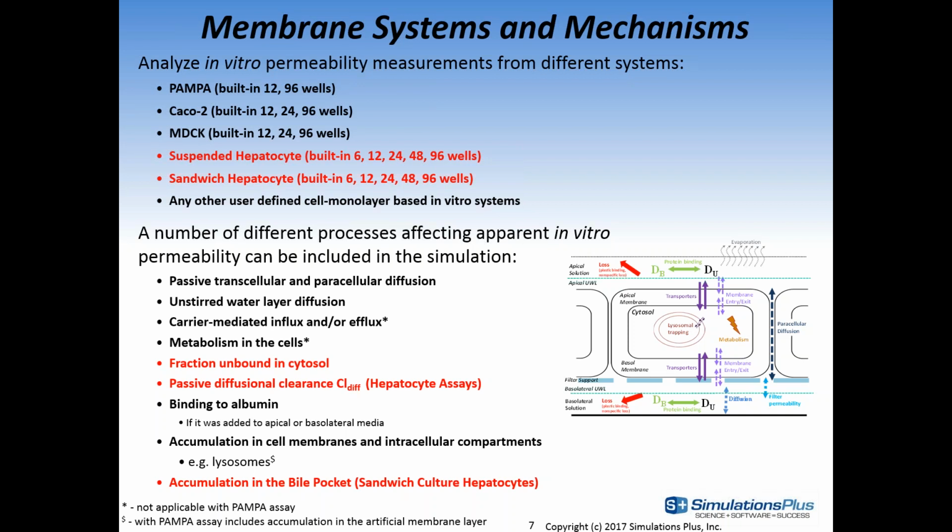And then the processes that can be simulated are the passive transcellular and paracellular portion of the diffusion, unstirred water layer diffusion, carrier-mediated influx or efflux, metabolism in cells, fraction unbound in cytosol, passive diffusional clearance, binding to albumin, accumulation in cell membranes and intracellular compartments, the lysosomal trapping, which we'll get into in more detail, and then accumulation in the bile pocket for sandwich culture hepatocytes.